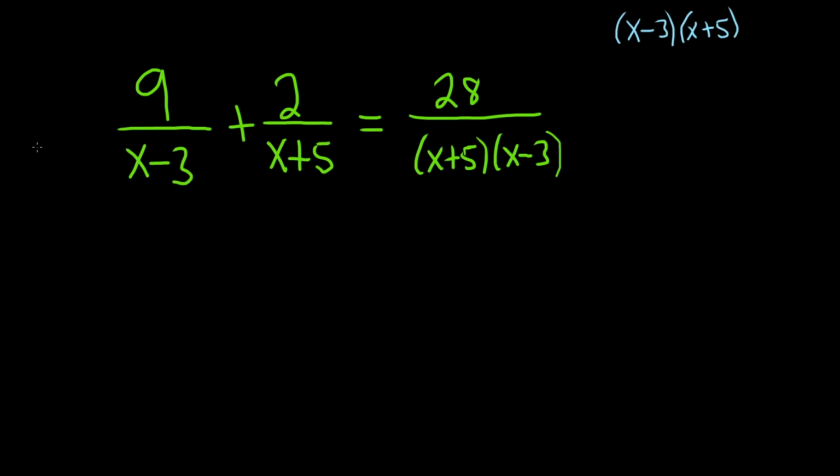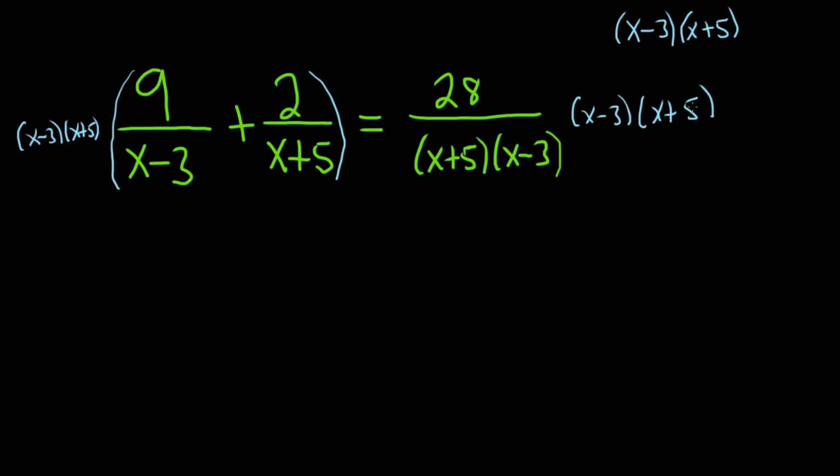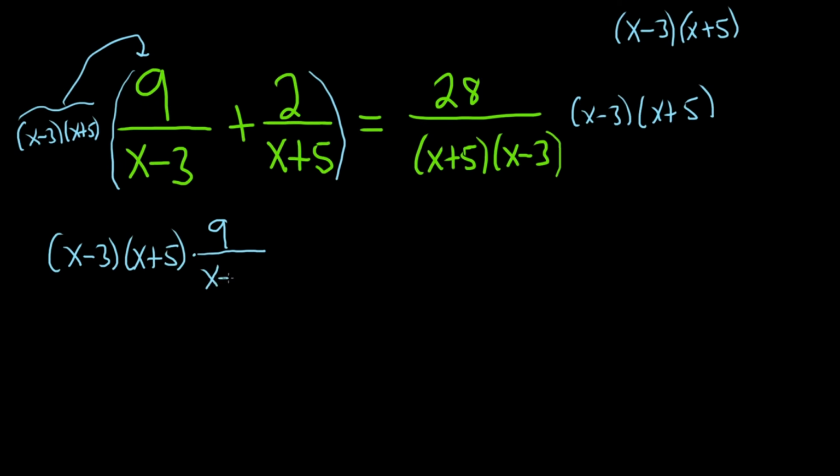So I'm going to go ahead and put the x minus 3 here and the x plus 5 here. And it's super important to realize that this whole left-hand side is in parentheses. And then what you do to one side, you do to the other side. So x minus 3, x plus 5. Now let's go ahead and distribute. So we're going to take this and multiply it by each of these terms. I'm going to show all the steps too. So it'll be x minus 3, x plus 5, times 9 over x minus 3.